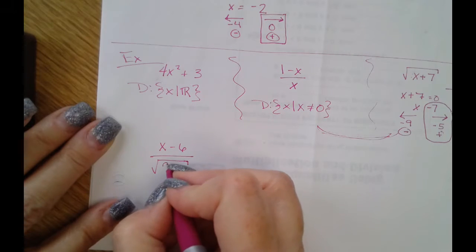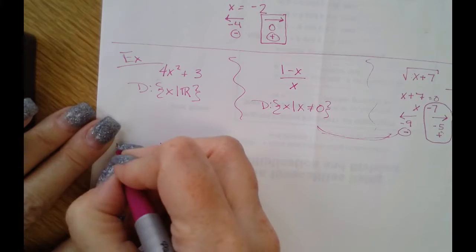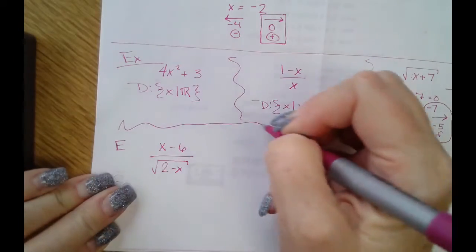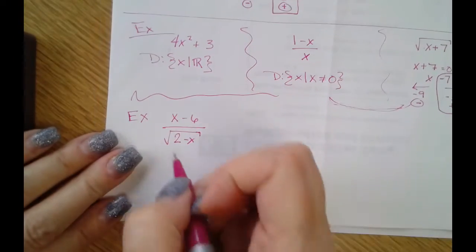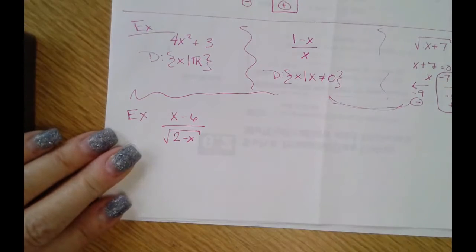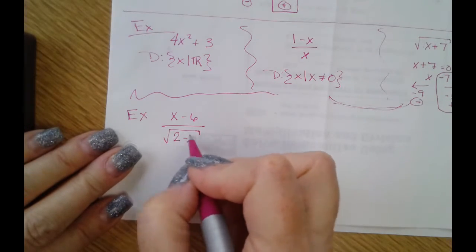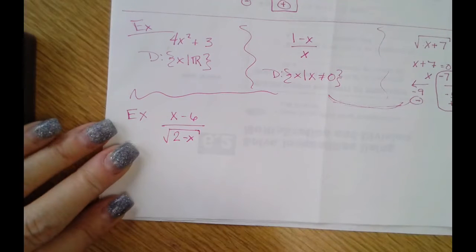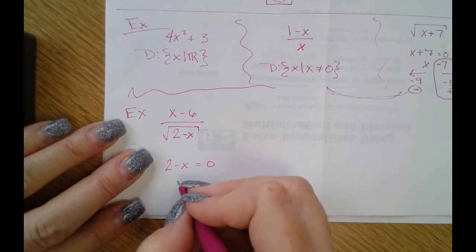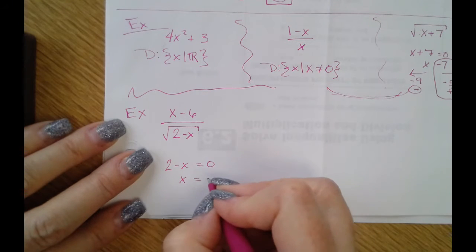So I still set the 2 minus x equal to 0. So I have x equals 2 because I added over the x. So I need to figure out if the numbers are going to be bigger than or less than. So less than 2 is negative 2. Bigger than 2 is, not negative 4, positive 4. So I plug in 4. Oh, negative 2.